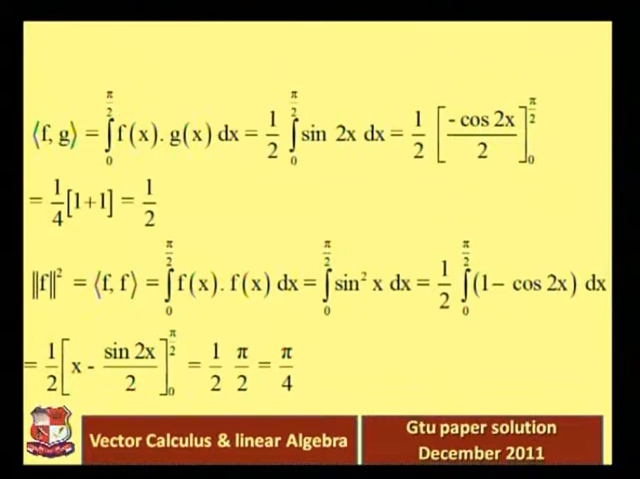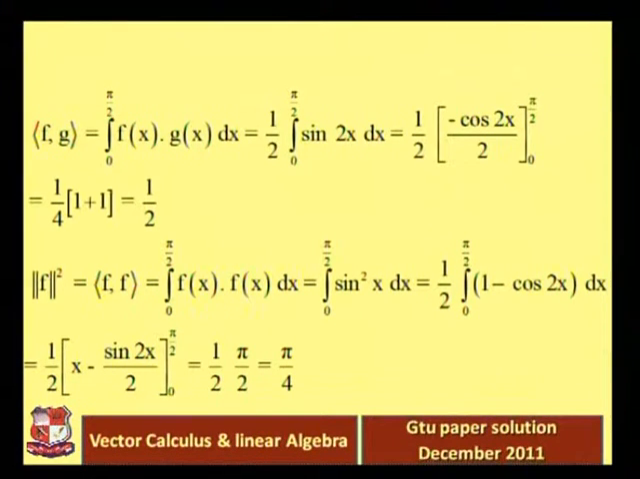That is the integral from 0 to π/2 of f(x) g(x) dx using the definition, equal to 1 by 2 times the integral from 0 to π/2 of sin 2x, because f(x) into g(x) is sin 2x by 2, so 1 by 2 will be outside the integration. The integration of sin 2x is minus cos 2x by 2, and our integration is from 0 to π/2. So instead of x, first we put π/2. Minus cos π is minus 1. So 1 minus, and minus minus plus, so 1 plus 1, 1 by 4 into 1 plus 1, that is 2 by 4, that is 1 by 2. So the inner product of f with g is 1 by 2.